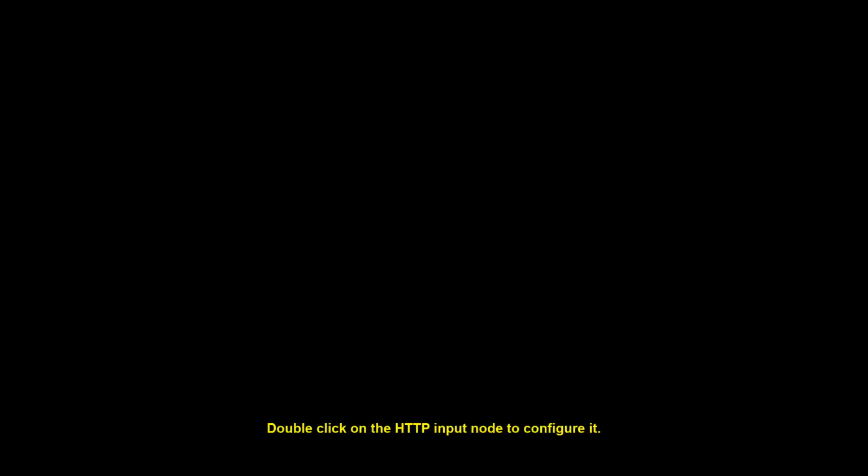Double-click on the HTTP input node to configure it. Set the method to POST in the configuration panel. Define a URL path, such as /Webhook. Click Done to save the settings.